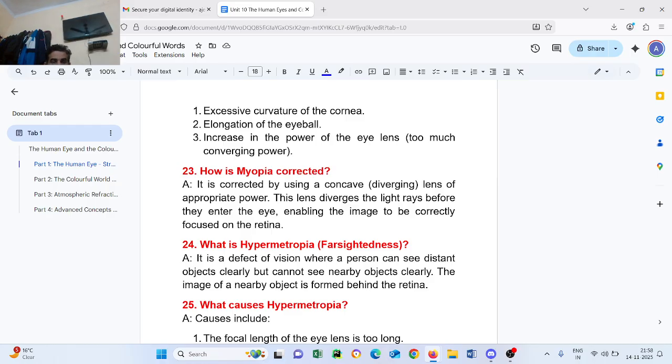Question number 24. What is hypermetropia? Farsightedness. It is a defect of vision where a person can see distant object clearly but cannot see nearby object clearly. The image of a nearby object is formed behind the retina.